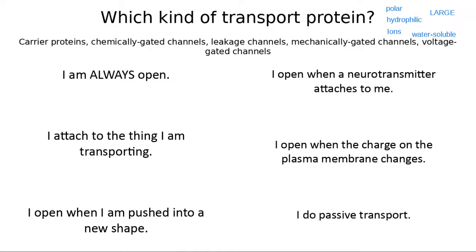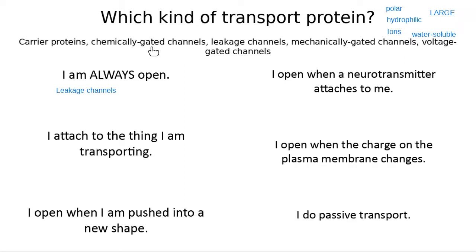Yeah, the ones that are always open are the ones that are called leakage channels. Leakage channels. They're that leaky faucet that's constantly dripping, dripping, dripping. Leakage channels, that's the kind that's always open. When we talk about gated channels, any of my kinds of gated channels, they are not always open because they have a gate, right? That's what their name means.